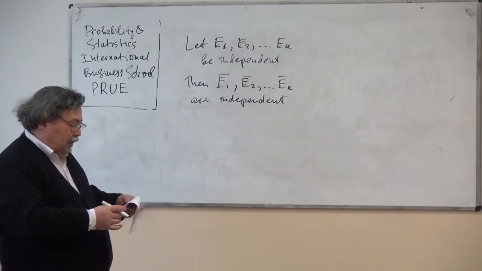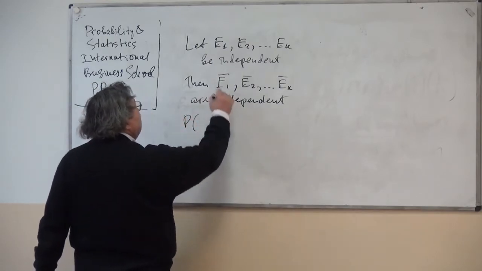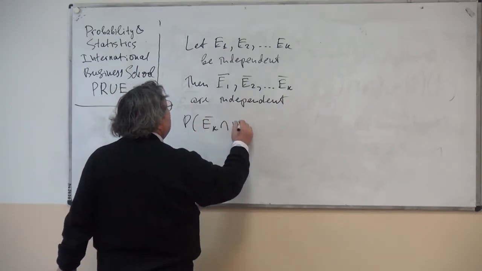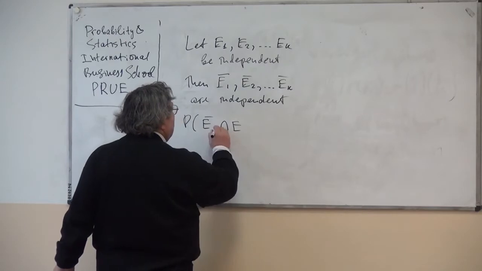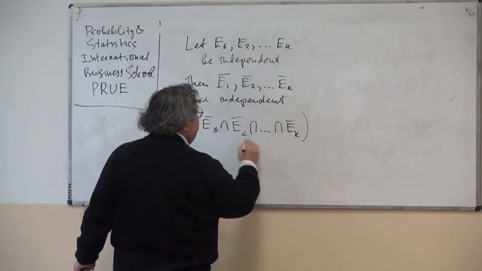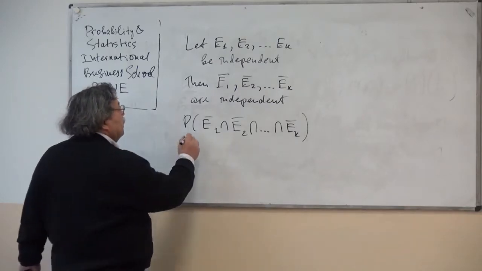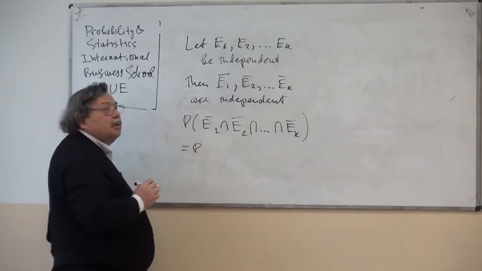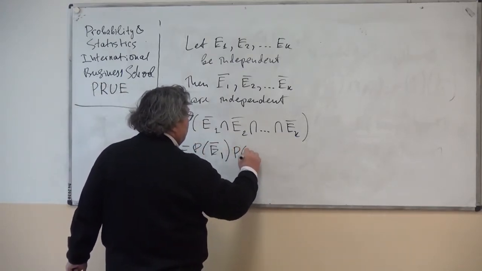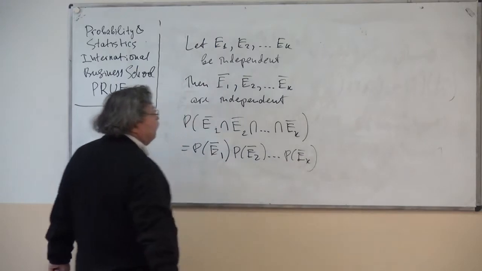All right, now which means that the probability that all of them occur at the same time, the intersection of all of them, 1, 2, up to k, because they are independent, can be computed as the product of the respective probabilities: 1 minus P of E1, complement P of E2 complement, up to P of Ek complement.